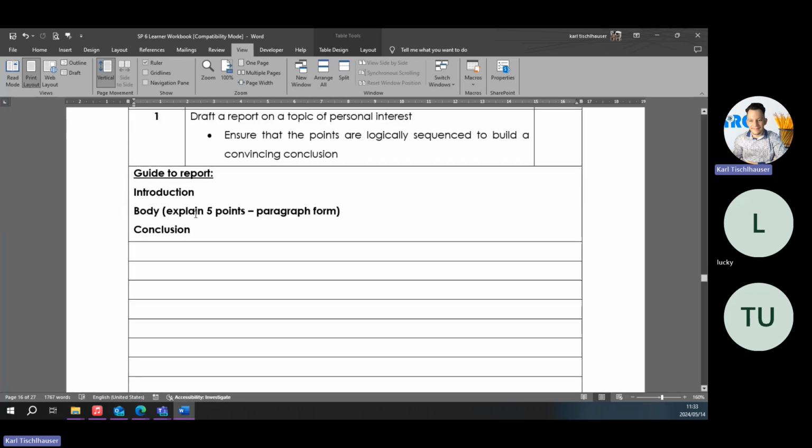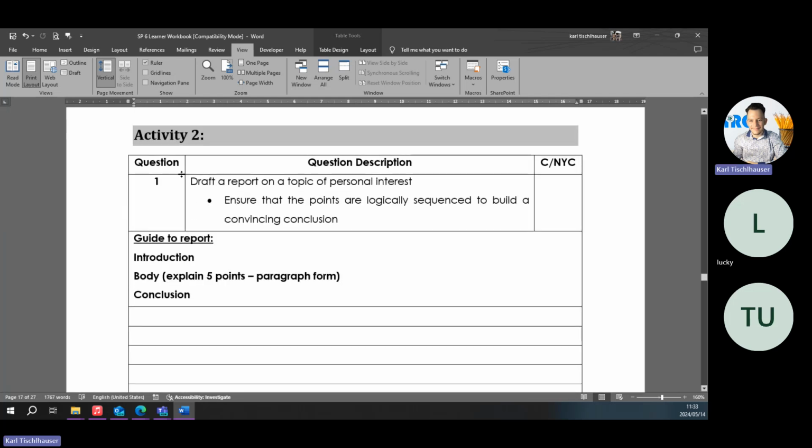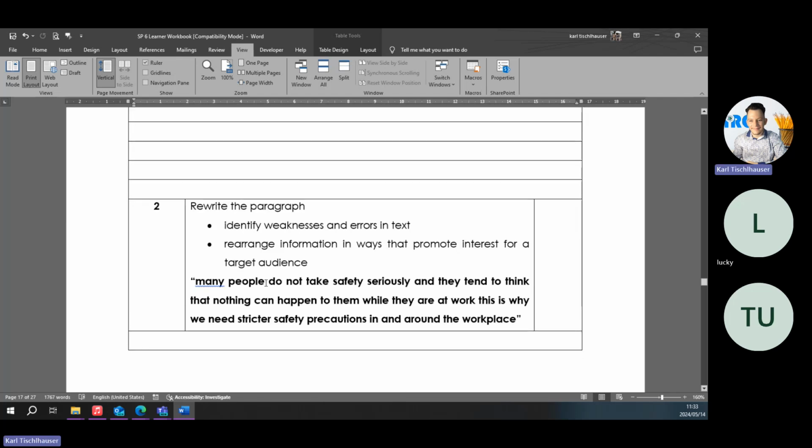Activity 2, question 1 says draft a report on a topic of personal interest. Ensure that these points are logically sequenced to build a convincing conclusion. So they want you to write a report on a topic. You can pick any topic you want as long as it's interesting to you. There must be an introduction, a body, and a conclusion. There must be these 5 points in paragraph form. That's the question there for a report.